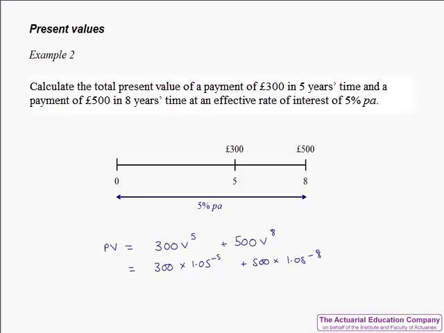Okay, putting that in our calculator, the first term will be £235.06. The second term will be £338.42, and so that gives us a total present value of £573.48. So if you invest this sum at time 0 at 5%, that means we'll have enough money to pay the £300 at time 5, and then once we've taken that out, the remaining amount which accumulates to time 8 will be exactly enough to pay the £500 there.